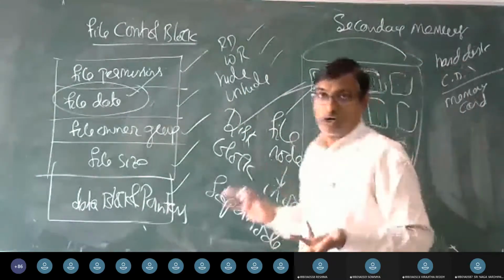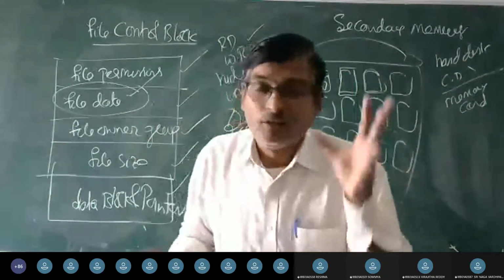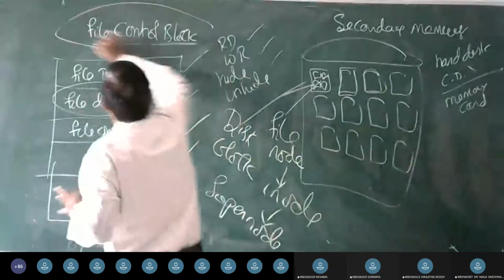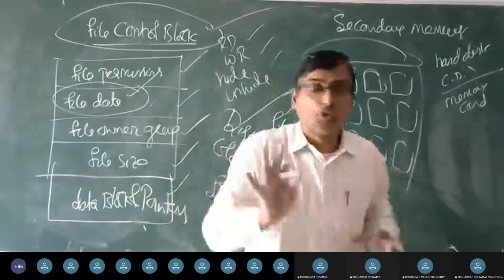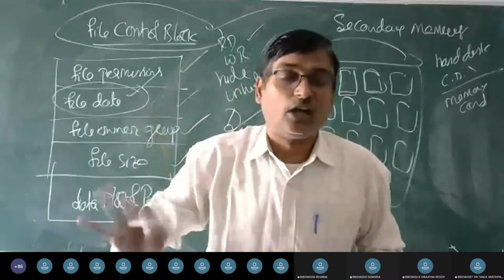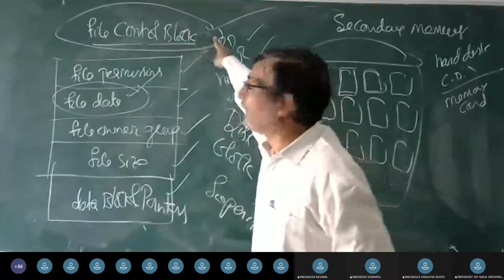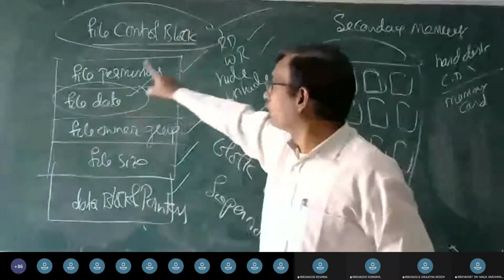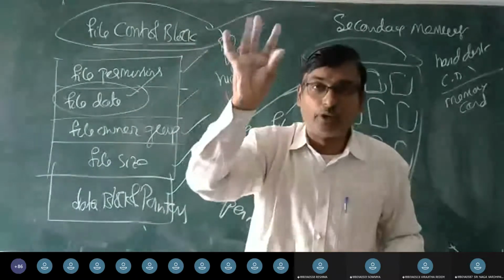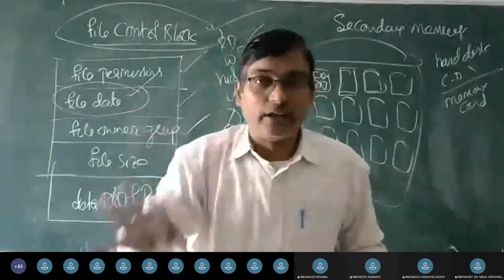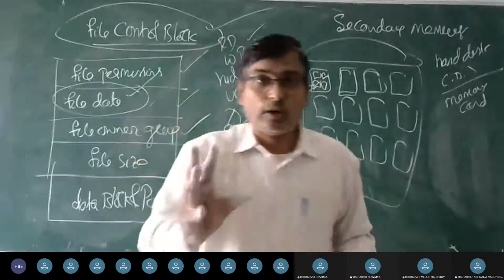These disk blocks contain the files, and every file has some property, which is called the file control block. So what are the properties of a file? One, it has a file control block containing permissions: read, write, open, close. Next, it has dates, when it was created and when it was modified. Who is the owner?